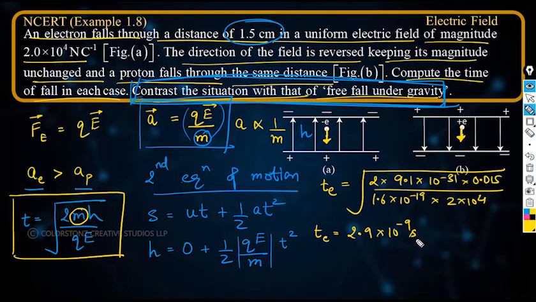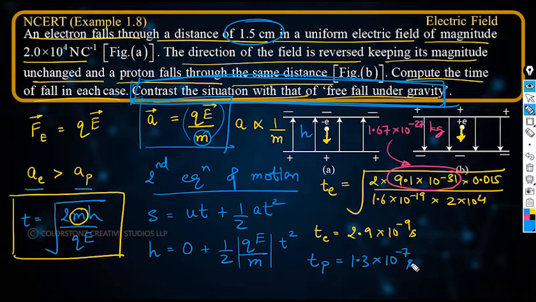And similarly, when you substitute the mass for proton, so instead of this value, you will have to take 1.67 into 10 to the power minus 27 kg. So when you put this value instead of the mass of electron, you will similarly get the answer for the time taken by proton, which as we said will come out to be more, and it will come out to be 1.3 into 10 to the power minus 7 seconds. And these will be the two answers.